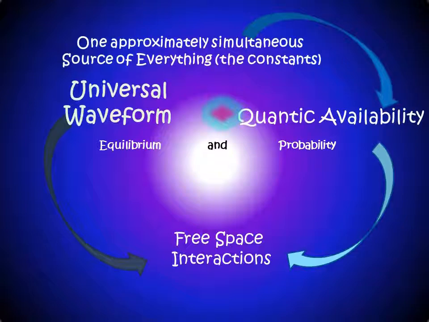So we've got a universal waveform, some way of describing everything that's happening in the universe, and it represents something that's in a certain equilibrium. We have quantic availability for any of the interactions, and we have what we call free space interactions. And those are normal interactions in free space.